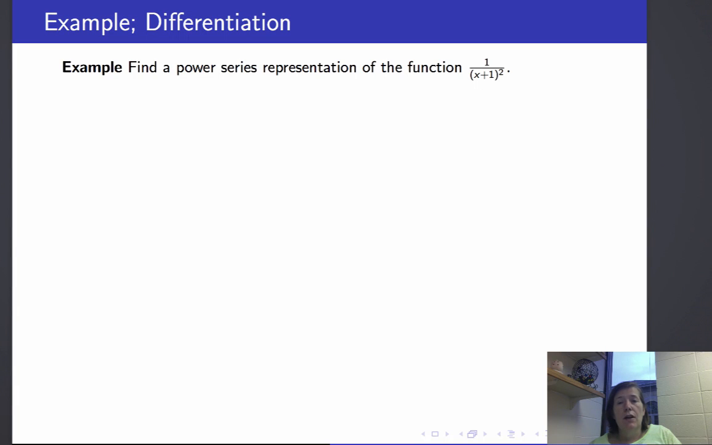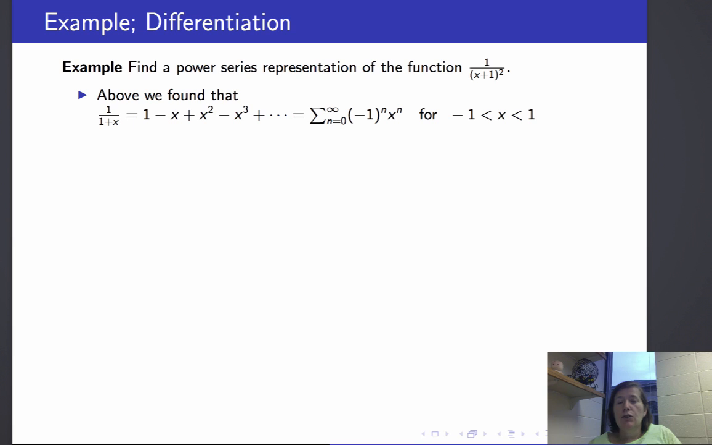So let's try to use our knowledge of differentiation of power series to find a power series representation of the function 1 over (x plus 1) squared. And notice that this is strongly related to the derivative of 1 over x plus 1. And I do know of a power series representation for 1 over x plus 1 using my knowledge of geometric series. I know that that's equal to the sum of (minus 1) to the n times x to the n for x between minus 1 and 1.